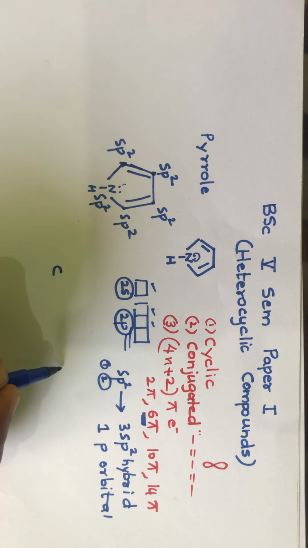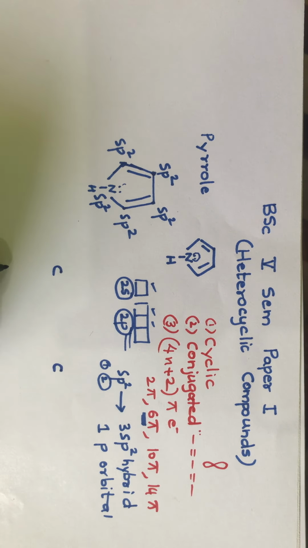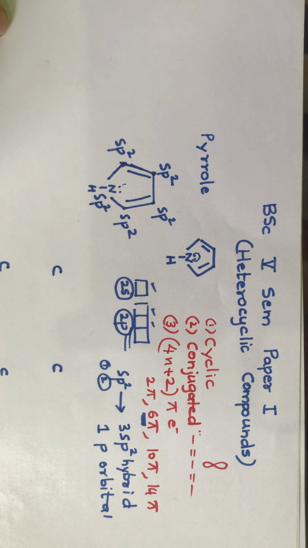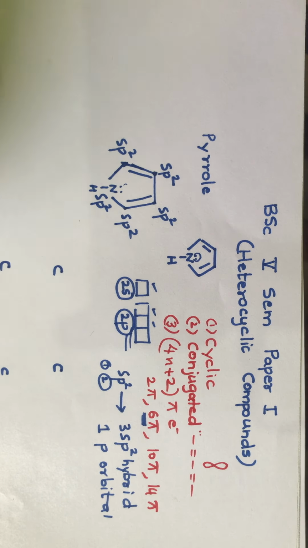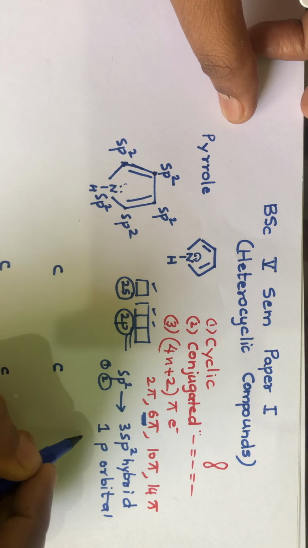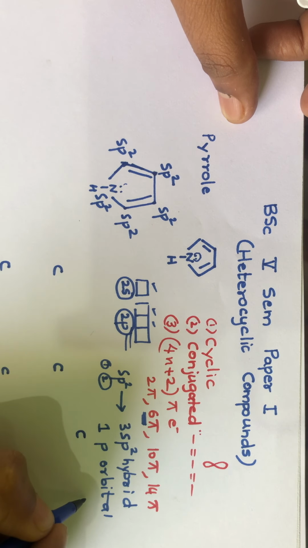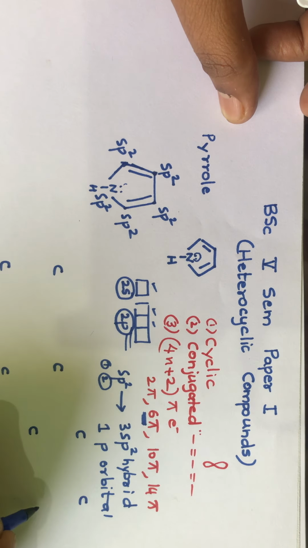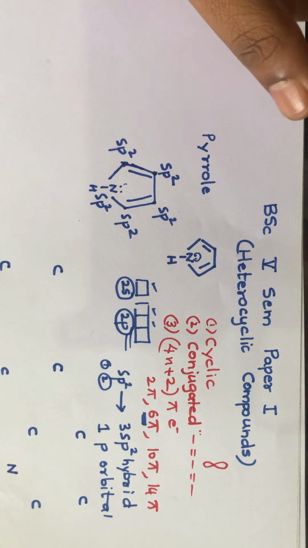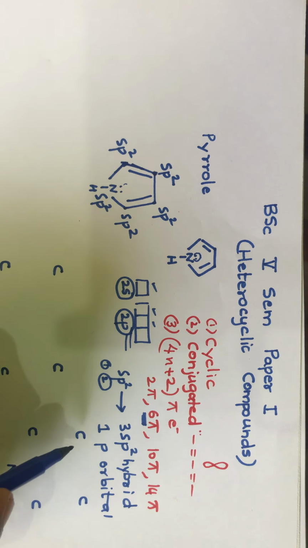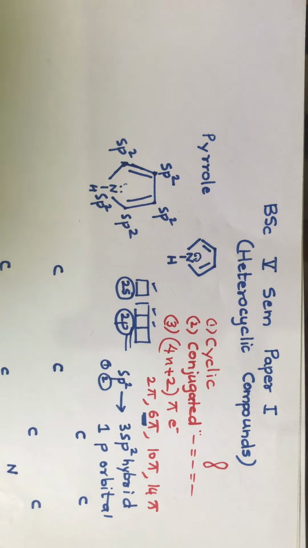So carbon, and then the nitrogen atom. Okay, I will try it once again. We are not able to see this. Okay, so carbon, and then there is a nitrogen atom. So this is the structure: 4 carbon atoms and 1 nitrogen atom.